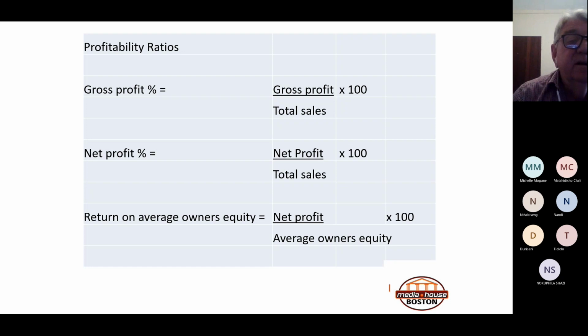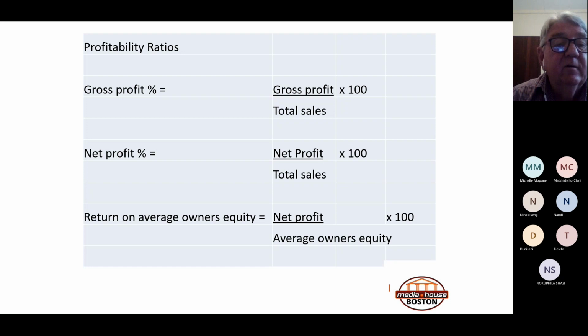Then the next one is our net profit percentage. Now what we do there is a similar formula. We take the net profit, that's your profit after interest and tax, and we divide it by our total sales times 100, and that will give us our net profit percentage.